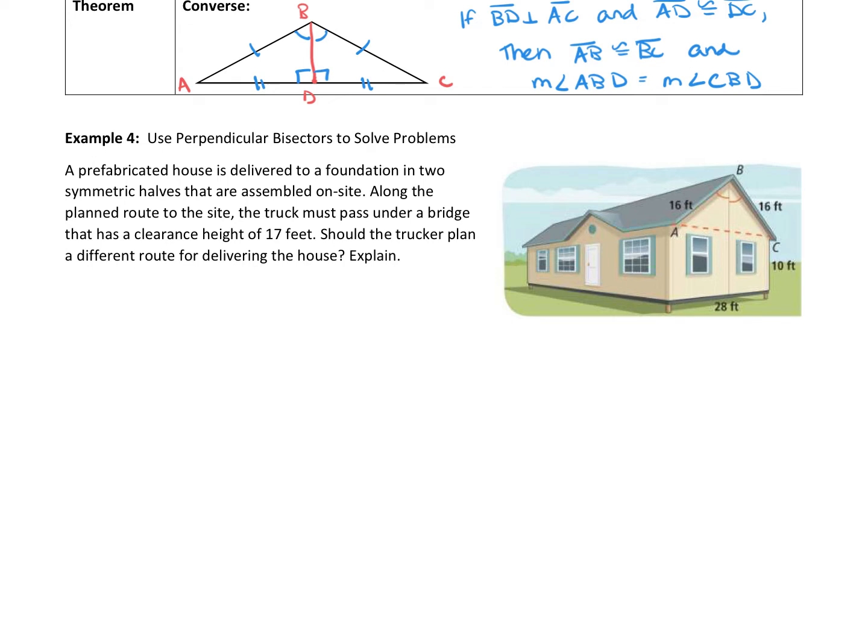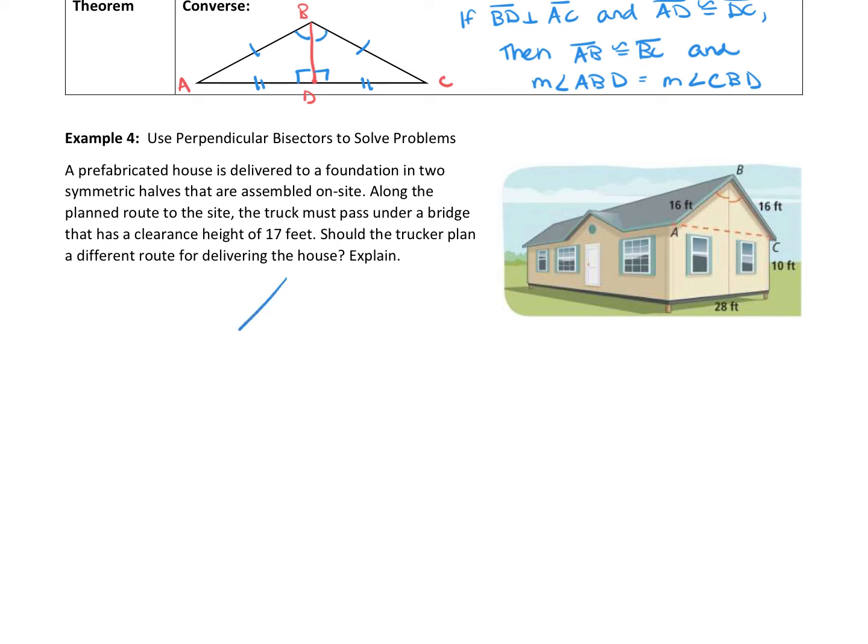Okay, so what we're wondering is, is this house going to fit underneath a bridge that has a clearance of 17 feet? So if we look at the house, we know that this is 28 feet. We know from the bottom of the house to the bottom of the roof is 10 feet, but we don't know how tall the roof is. How much more does the roof add on if that's going to clear the 17 feet?